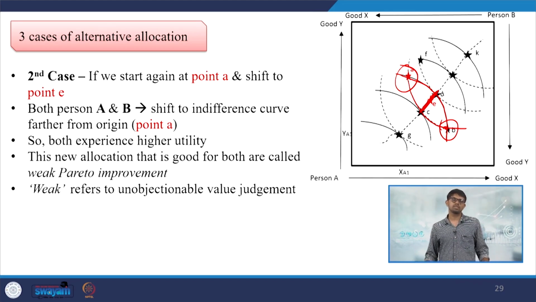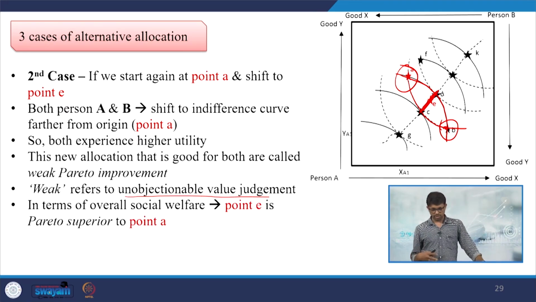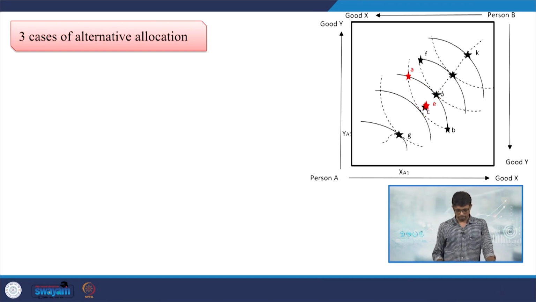Pareto rather discusses the best possibility if there are any changes from A to B, or from both A and point B, that must be compensating, or must be trading off. That is the right word. When we are saying compensation principle, we are actually referring to other theories of Hicks and Kaldor. We will be discussing them in a short while. Now, weak refers to unobjectionable value judgment, whereas strong, had it been a strong case, it would have been like some kind of trade off. In terms of overall social welfare, point E is Pareto superior to point A.